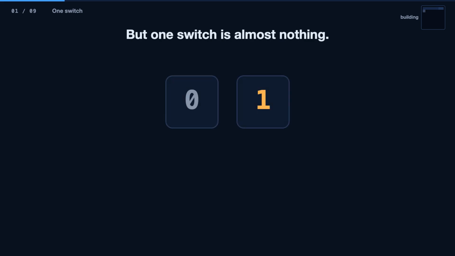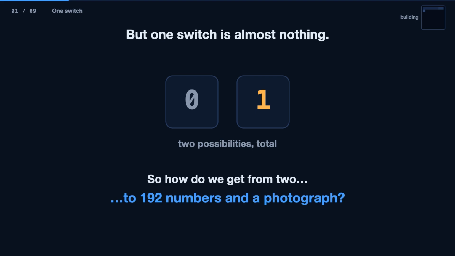People did try. The Setun, built at Moscow State University in 1958, was a real working computer that used 3 states. Two won because 2 is almost impossible to get wrong. But one switch gives you 2 possibilities, and we need 192 numbers. So we add a second switch.